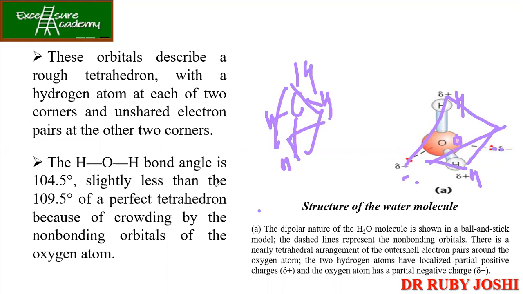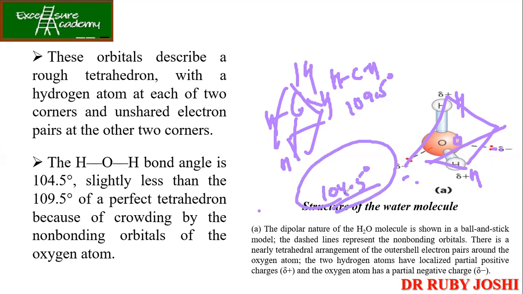Okay. So the HOH bond angle is around 104.5 degrees, slightly less than the 109.5 of a perfect tetrahedron. So in the case of methane, you have the angle between the HCH, that is 109.5 degrees. Now, since this is not actually methane but the water molecule, the angle is going to be 104.5 degrees.